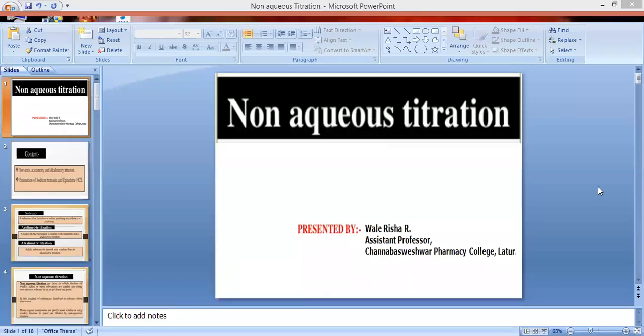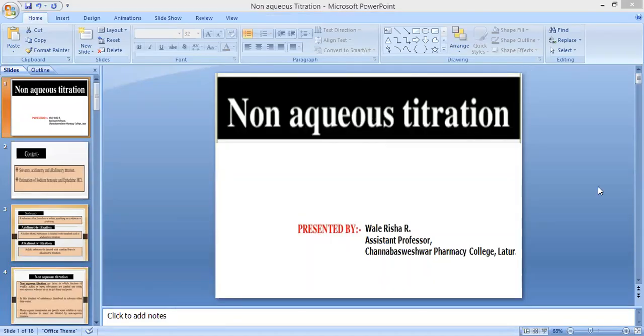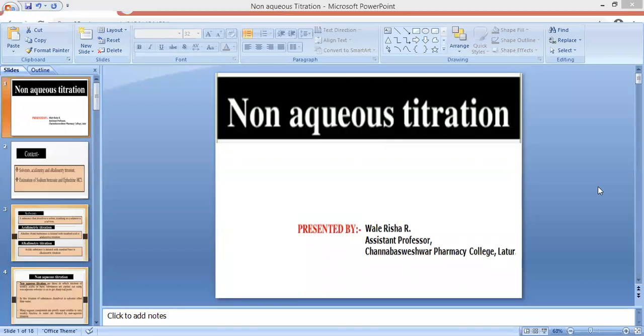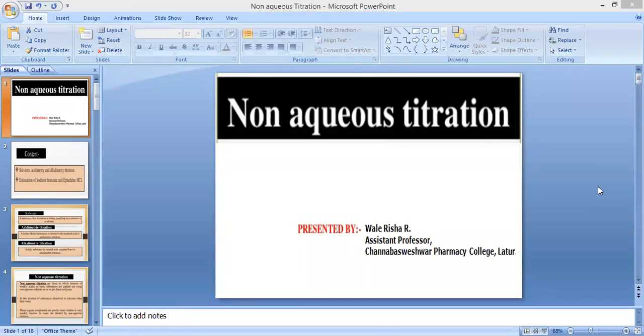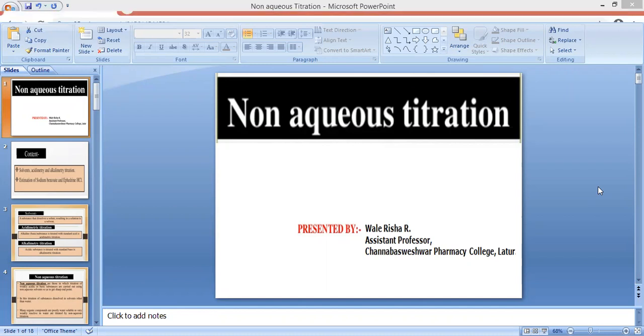So today we are going to start off with the new chapter of pharmaceutical analysis 1, that is non-aqueous type of titration. Non-aqueous type of titration is particularly that type of volumetric analysis which is preferred for the drug substances that are weaker in nature, say for example, weaker acidic and weaker basic in nature. So these weaker acidic or weaker basic substances are insoluble in water.